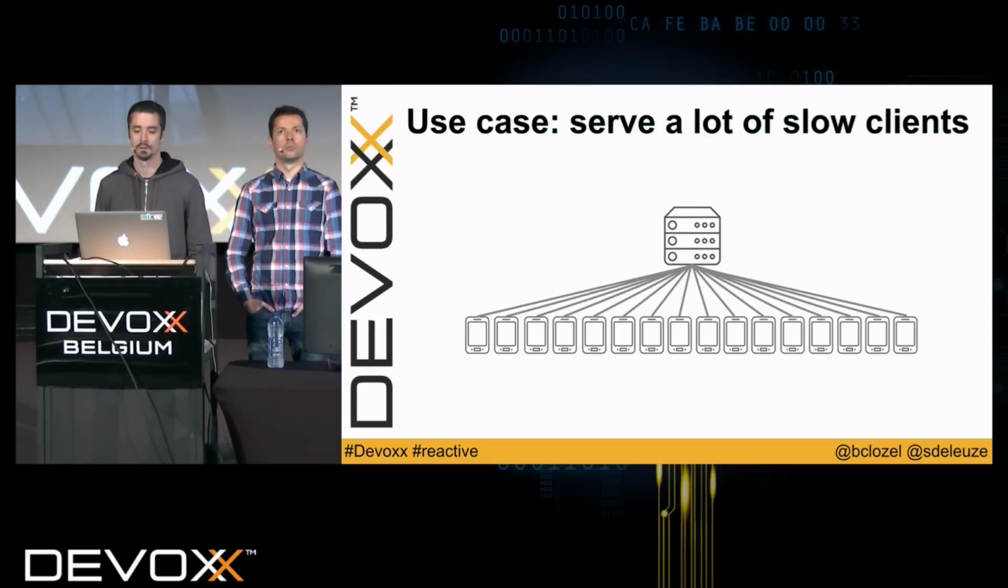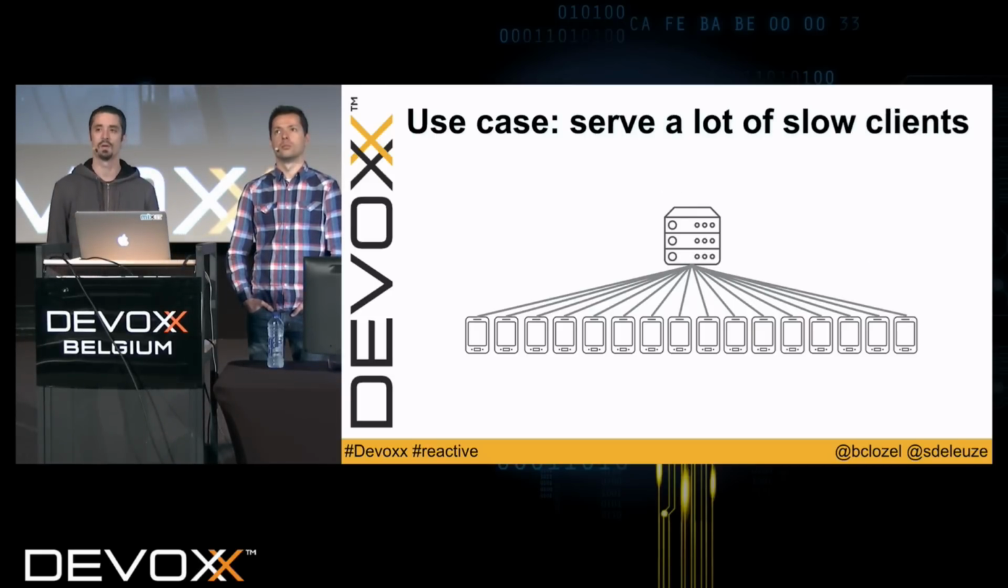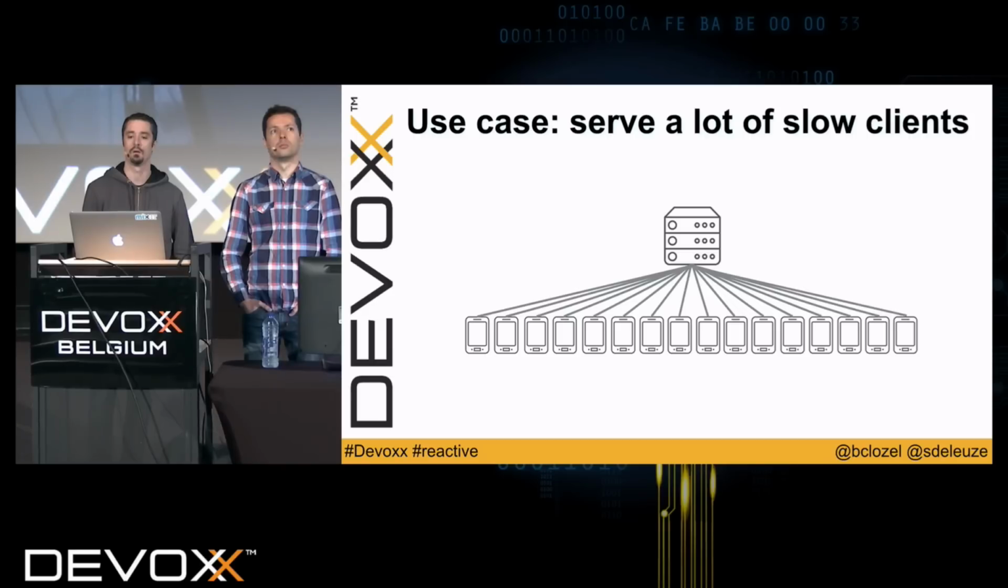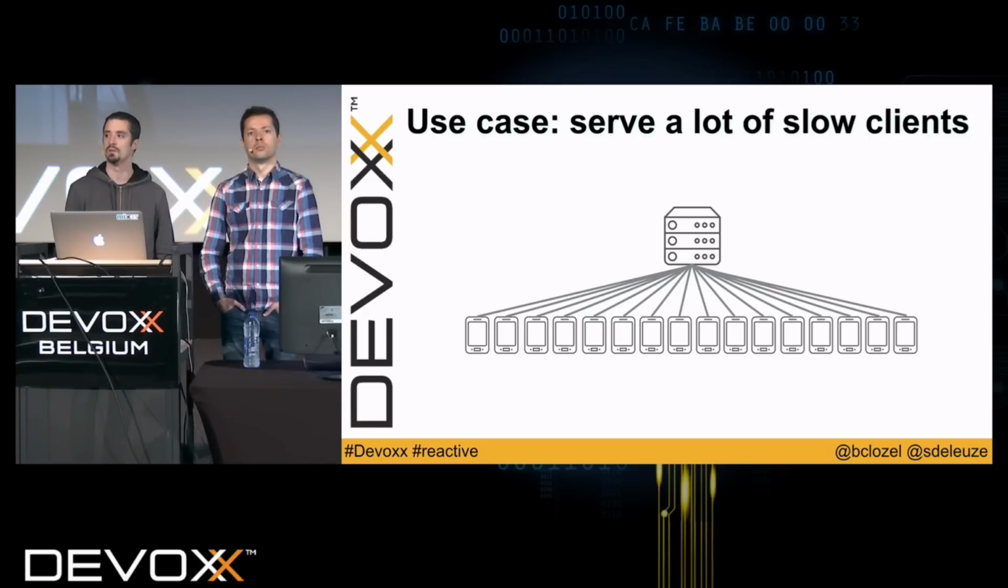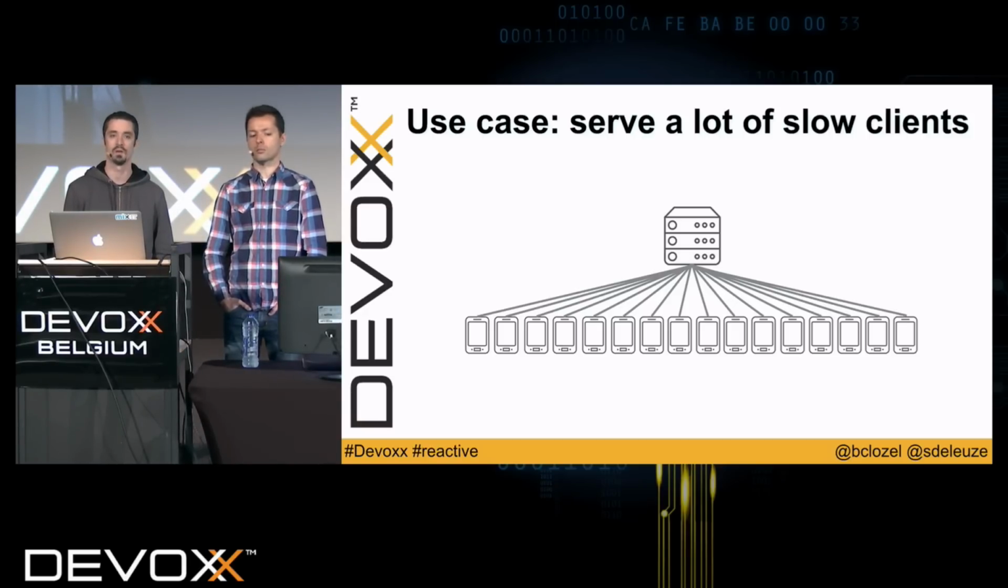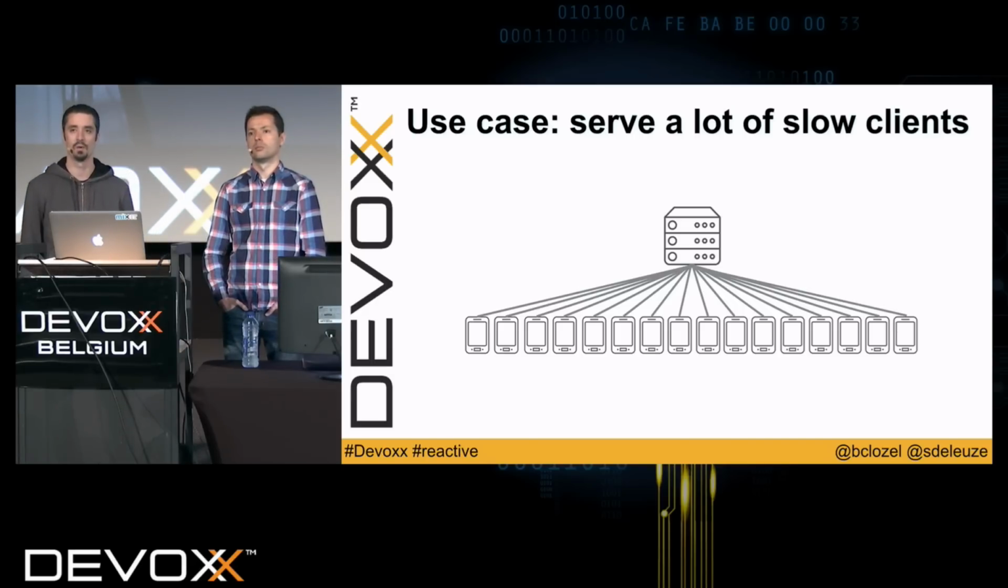Another use case is serving a lot of slow clients. We live now in a world where mobile clients have overtaken regular desktop clients. That means you have more clients, usually with slow connections. Think about smartphones with bad data connection. That means you will have to, with your web application, handle more concurrent requests, and here again, reactive APIs really help here.